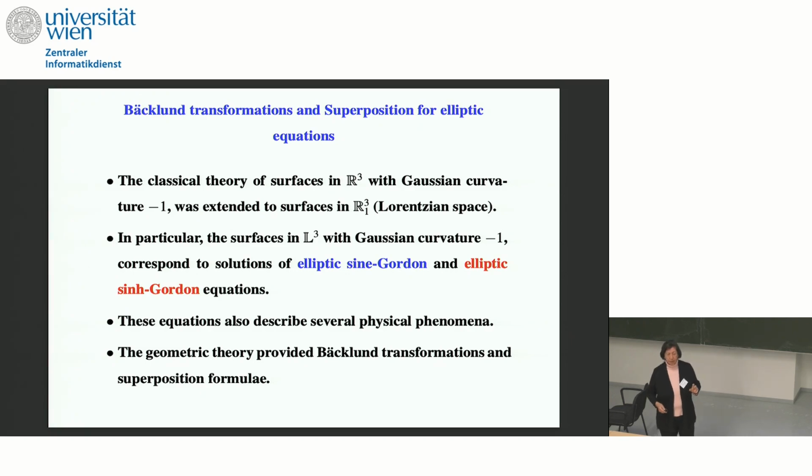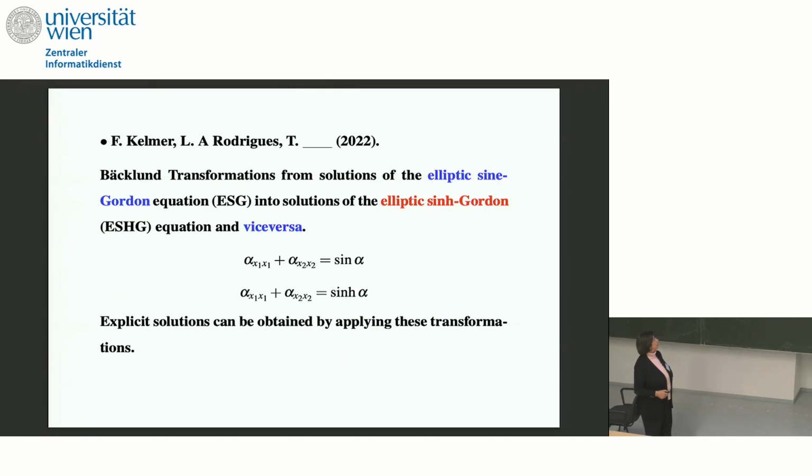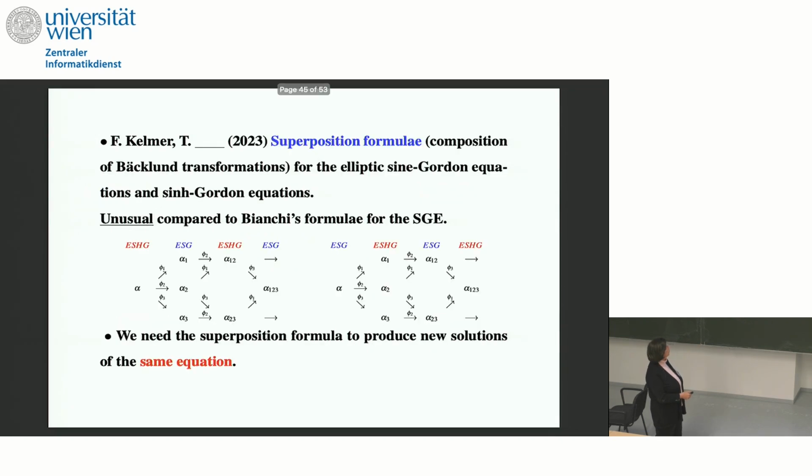But in this case, it was very, very unusual. What happened is that instead of the classical Bäcklund transformation, which provides solutions of the same equation, the Bäcklund transformation here starts with a solution of the elliptic sine-Gordon and provides you a solution of the elliptic sinh-Gordon and vice versa, which is very different from the classical theory. And then you can obtain explicit solutions of the equations by using those transformations. And there is a superposition formula also.